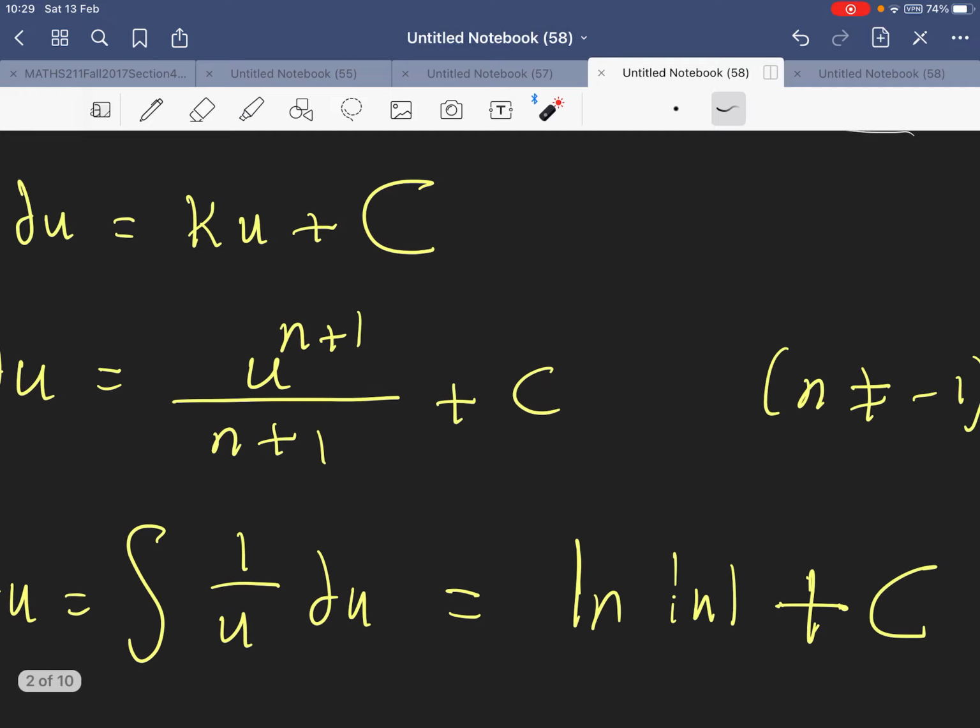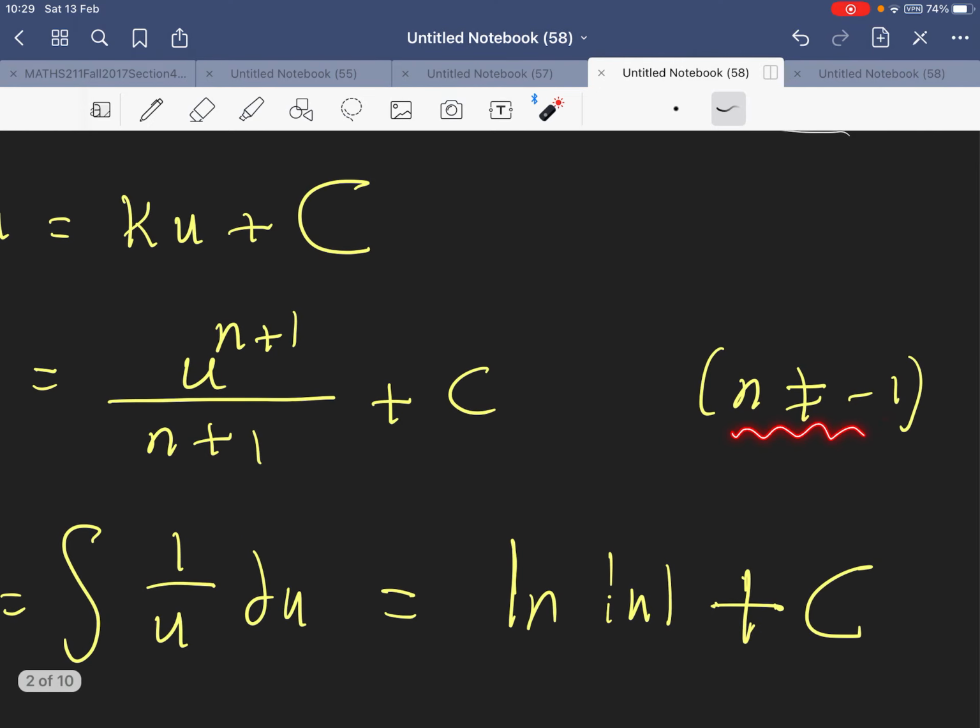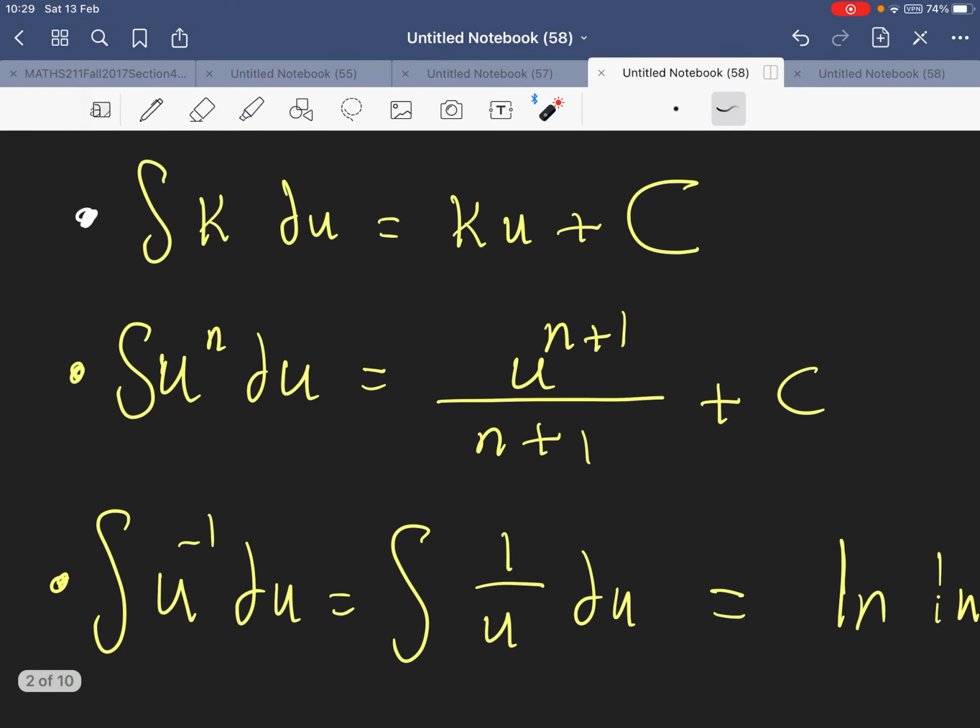Of course, this happens all the time except if the power from the beginning is -1, which means u to the power of -1. This is the same as 1 over u, and this is the famous ln of u. Same thing if we don't have any x, any u, anything. If we have just the integral of 5 du, the answer is straightforward: 5u plus c.